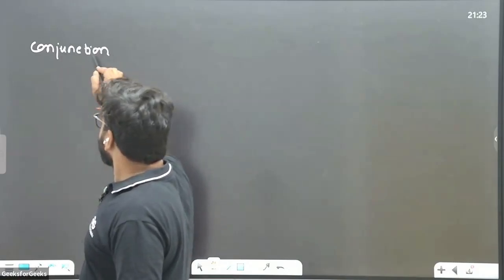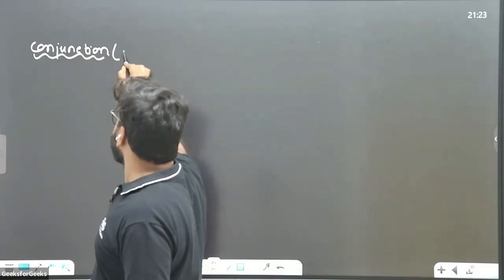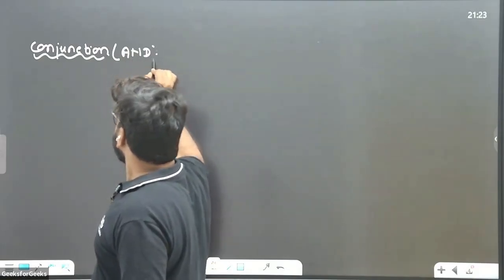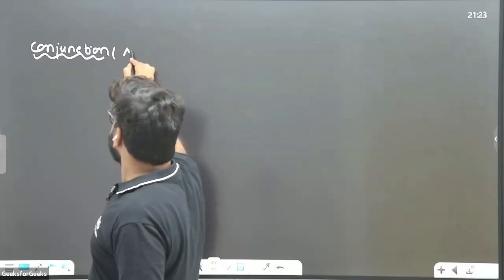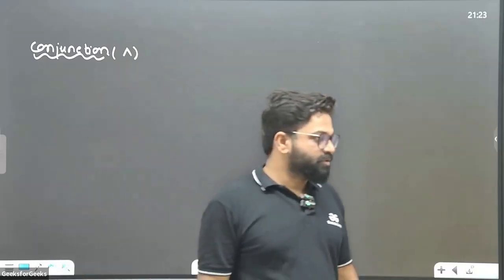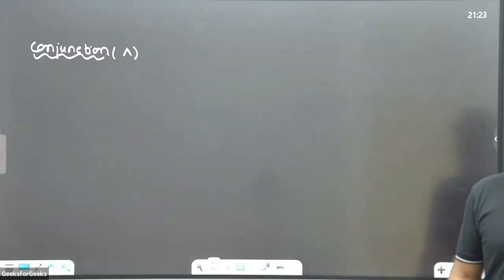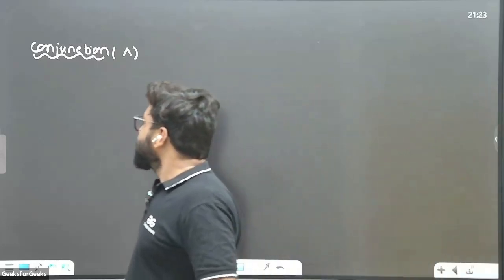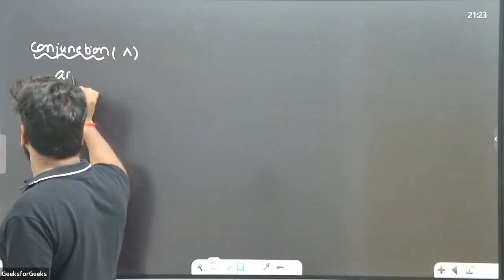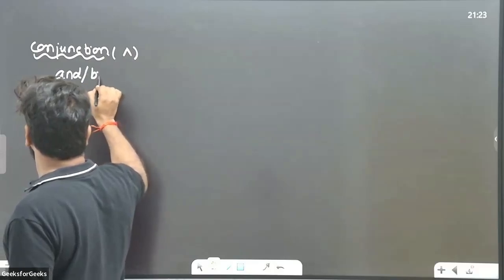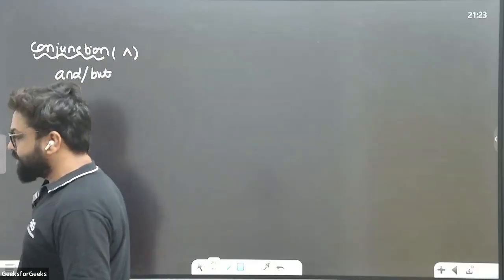Conjunction is basically defined as your AND, and it has this representation. So when to use this conjunction? That is the most important point. Whenever you see 'and' in an English statement, or whenever you see 'but', then we can use conjunction.